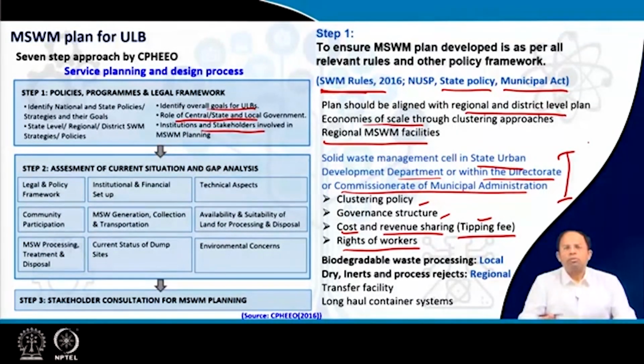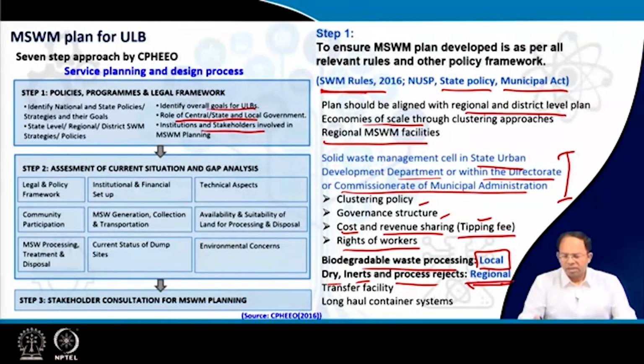So usually what we think is, for biodegradable waste processing where organic matter is involved, it's better to go with a local facility or a local compost plant, right? We don't go for clustered facilities. Whereas for dry waste, inert waste and process rejects from different recycling processes, which have to be deposited in a landfill facility, we can go for a regional facility, right?